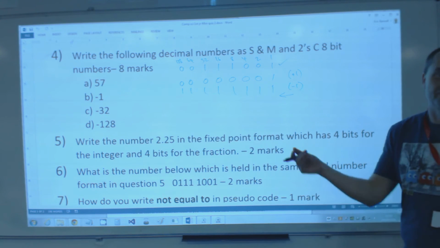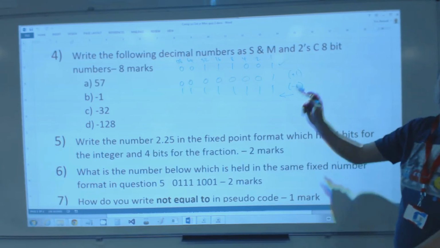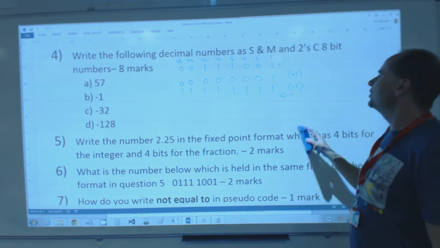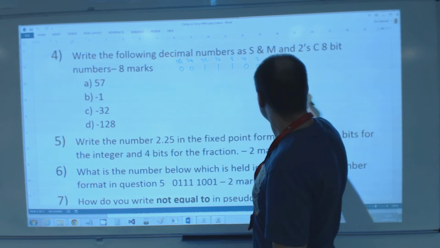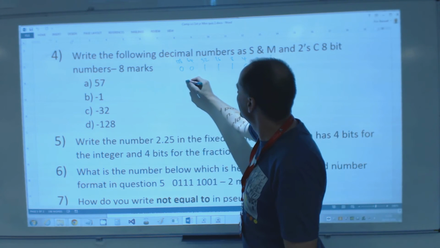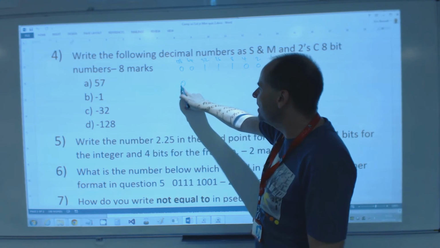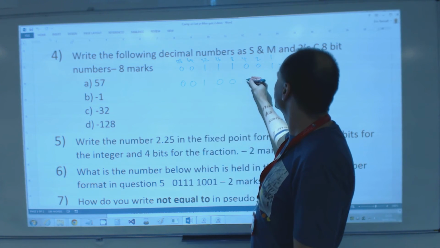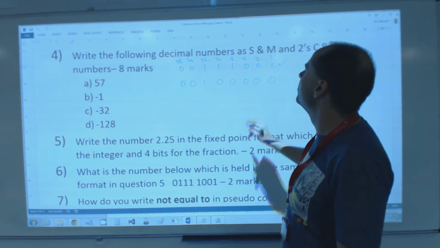Remember, that's the easy one. It doesn't matter how many bits it is, just write a 1 down all the way along. That'll always give you -1. Same with -32. We can't write it directly, so let's write down 32. So positive. Don't make the mistake of putting a 1 because it was negative. You're writing down a positive number.